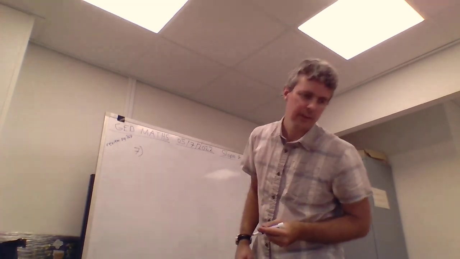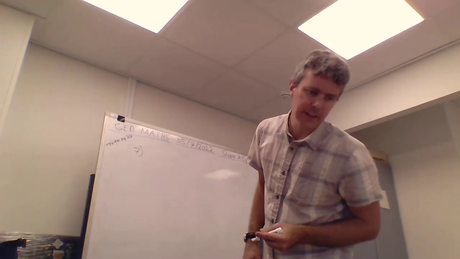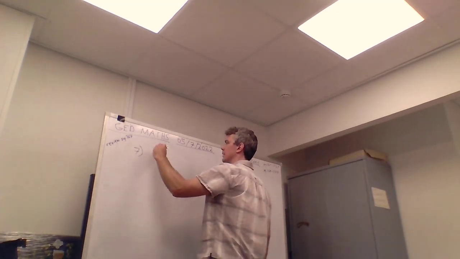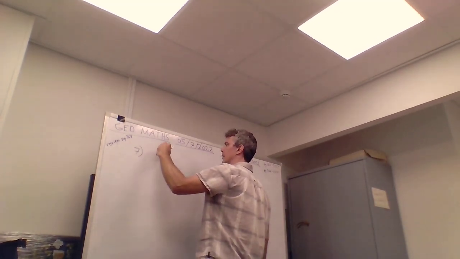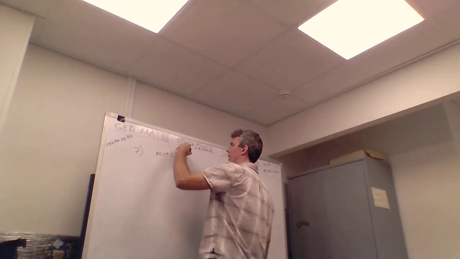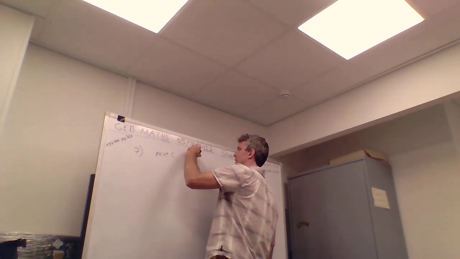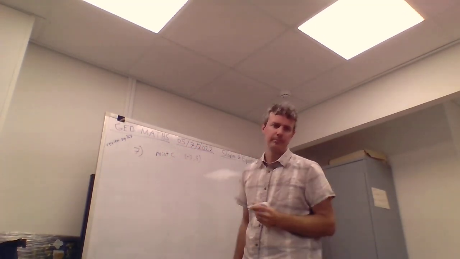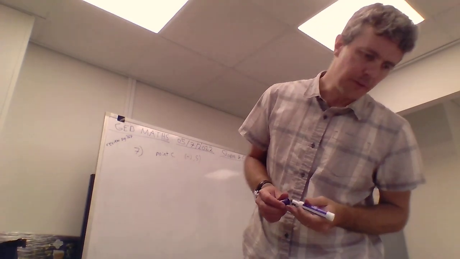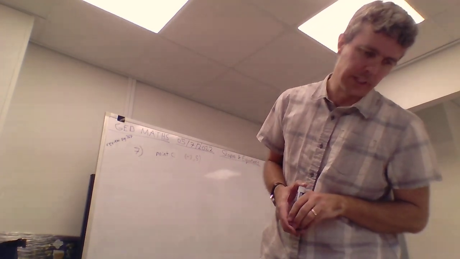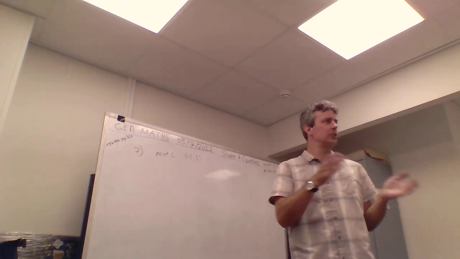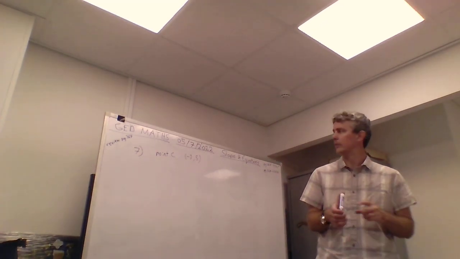And it says point C is located at (-3, 5), right? A graph of which of the following equations would pass through point C? So we have to do the same thing. You put each one in and solve and make sure it works, right?